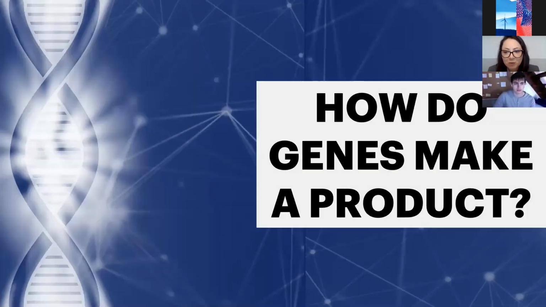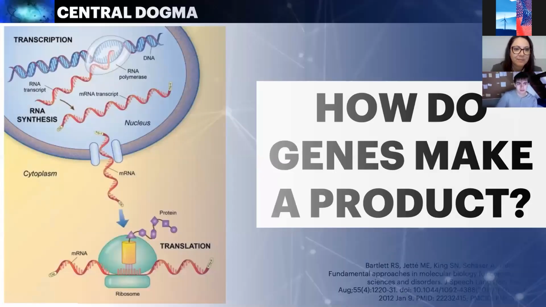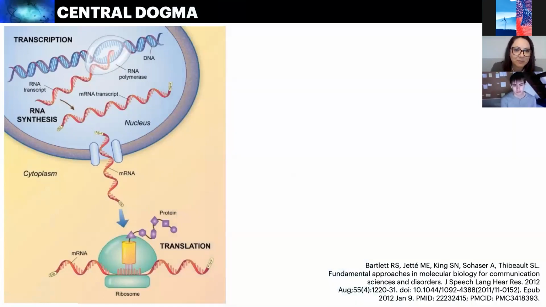How do genes make a product? What is the main process related to this? When we start to study molecular biology, we know about the main dogma of biology, the central dogma. Here I put just two of the three main processes, because these two are related to gene expression. So we have the transcription.